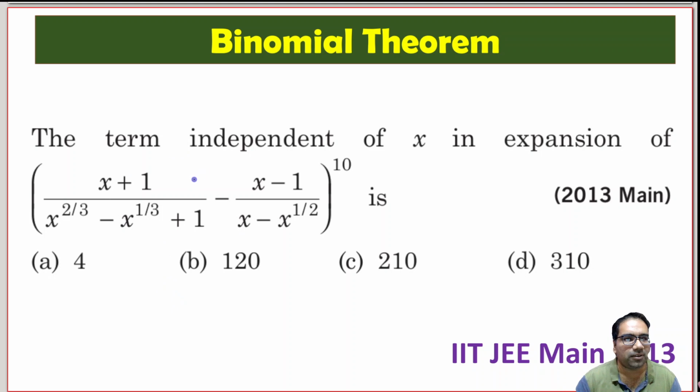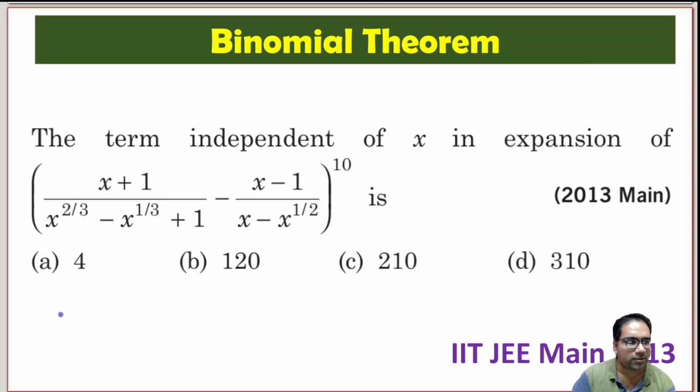We should try to simplify this a bit because we cannot directly use (a - b) whole power 10 and then calculate the general term. Right, first let us try to simplify this. Now, here we have x power 1 by 3, x power 2 by 3, and we have x power half also. So this looks like we can use 1 by 3 somehow.